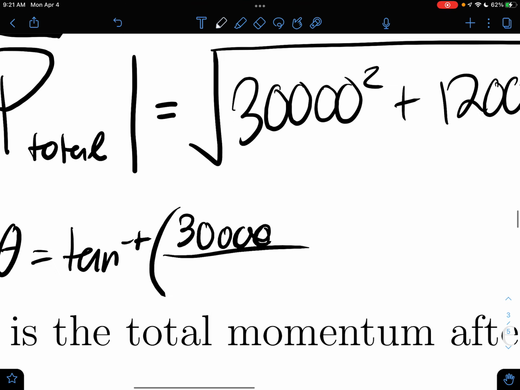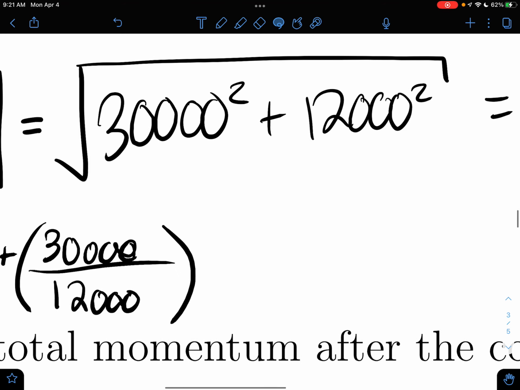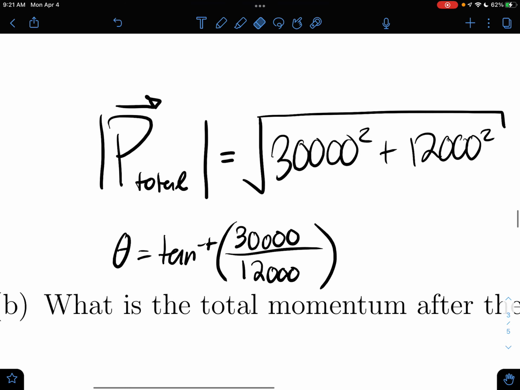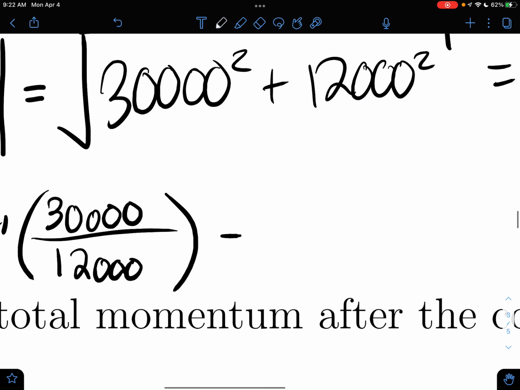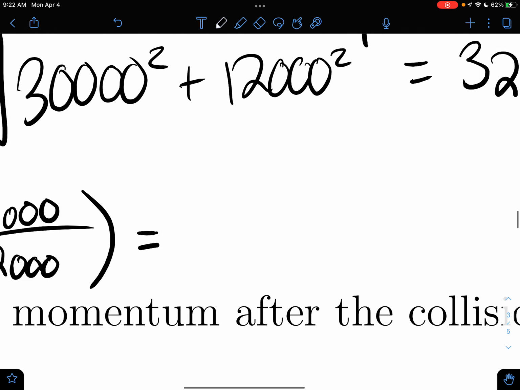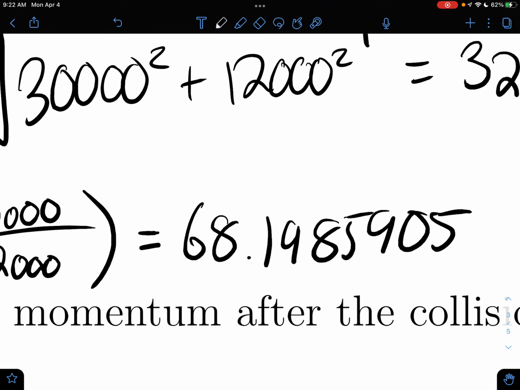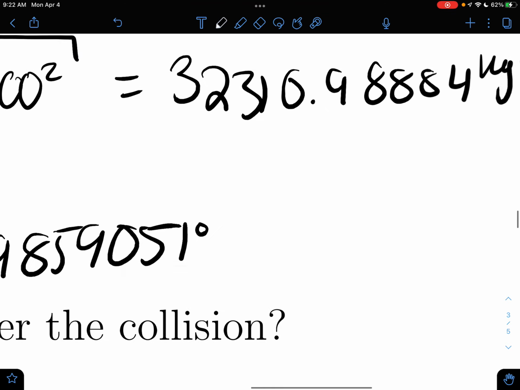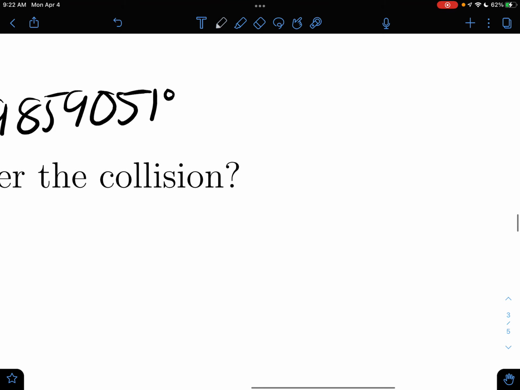Right, and if you need more practice setting up these vectors and equations, you can go back to some of the older videos, or you can ask for more help from the physics clinic. Again, that says negative t, that should say -1. Right, inverse tangent. And that's going to give us an angle of 68.1985951 degrees. And that angle is going to be measured from opposite, adjacent. That's going to be north of west.